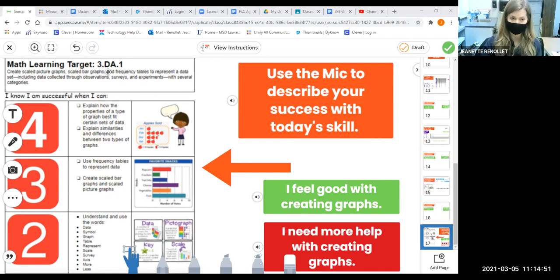Kaylee, go ahead, Kaylee. Well, your hand is raised on here, so that's confusing to me.